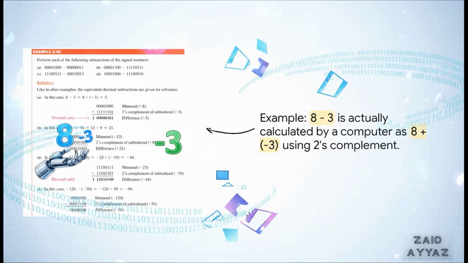Let's look at this first example right here. We want to do 8 minus 3. What the computer actually does is 8 plus the 2's complement of 3, which is its way of saying negative 3. It adds them up, and this part's important. See that little carry bit that pops out at the very end? It just gets thrown away. We ignore it completely. And what are we left with? The right answer, 5.